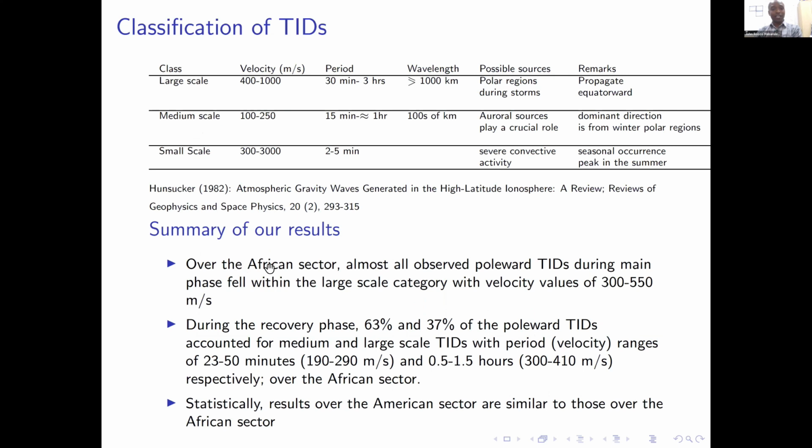Now we see that over the African sector, almost all observed forward TIDs during main phase are within the large scale category, and the velocities are between 300 and 550 meters per second. Now, during the recovery phase, a big chunk of that accounts for medium scale TIDs, and only 37% of what we've observed are large scale. Statistically, the results of the American sector are not really different from the results over the African sector. And the main conclusion from all of them is that most of them occur predominantly during local daytime.